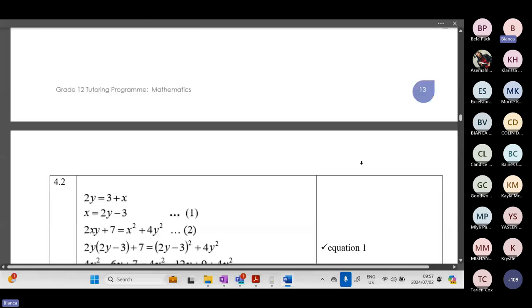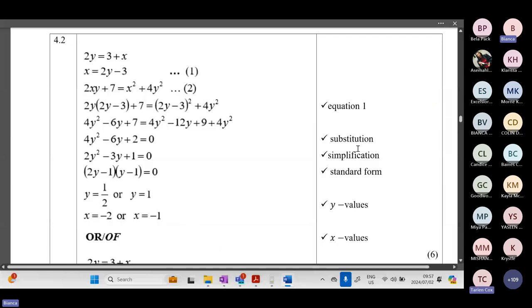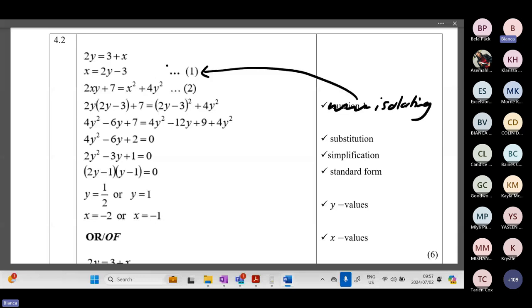So look. 6 marks. Okay. Your first mark should be for isolating, not for equation 1. But it is. It's just jumped down there. Give it a few seconds to load. So first mark is isolation. I'm going to cross this out. But it is what they wrote here. Your first mark is given for making x the subject. Your second mark is for subbing in. Two marks in the bank, not even having to think.